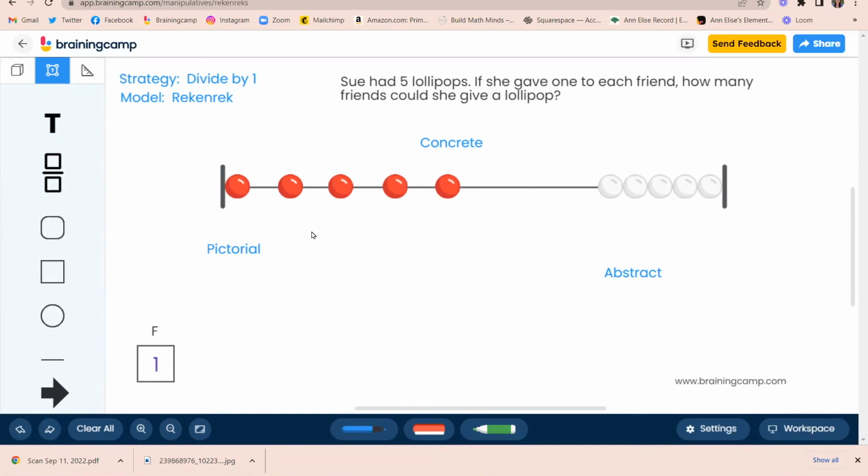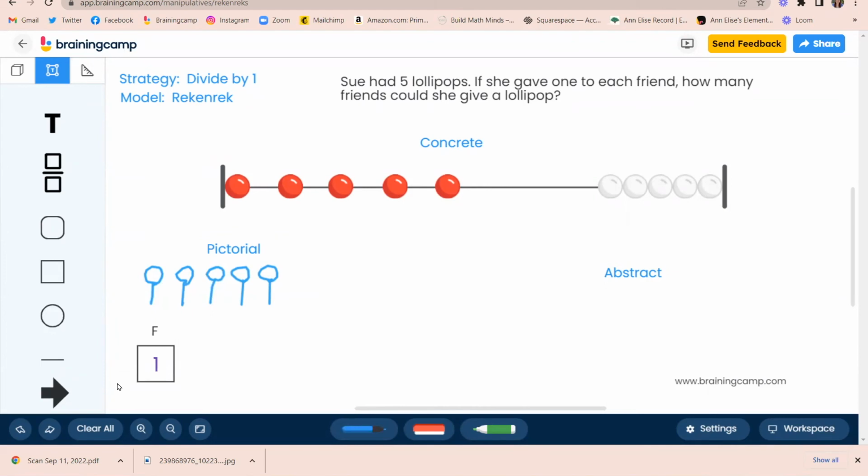Other students prefer to enter tasks in a pictorial way. So perhaps they might think about drawing a picture of this. They might even start off by drawing something that looks like a lollipop, right? So I have one lollipop, I have a second one, and a third one, and a fourth one, and a fifth one. And each friend will be getting one of them. So I know that there will be 5 friends that I can give a lollipop to.